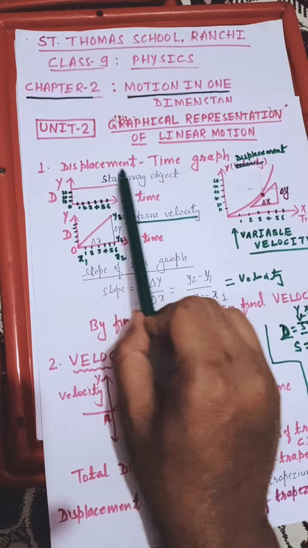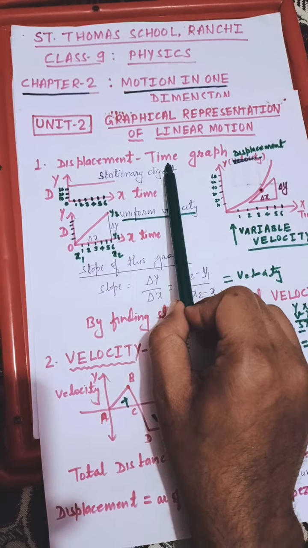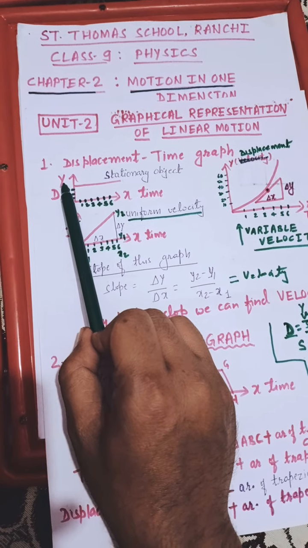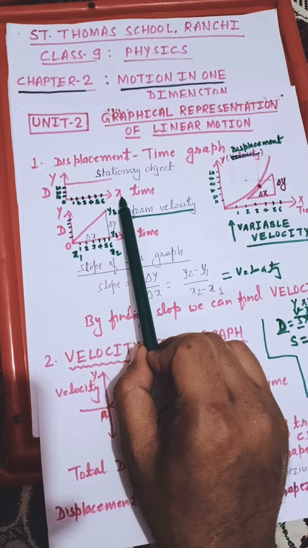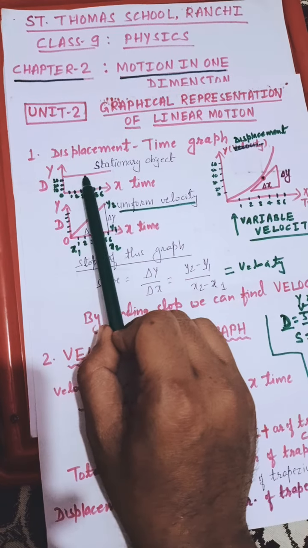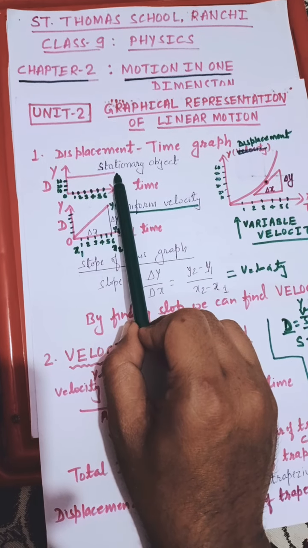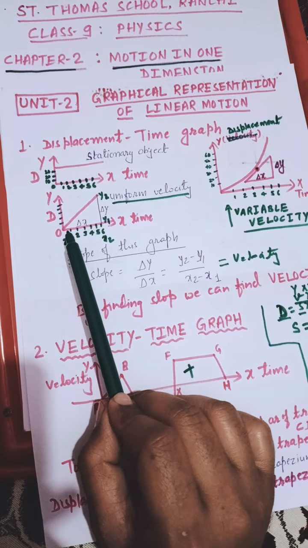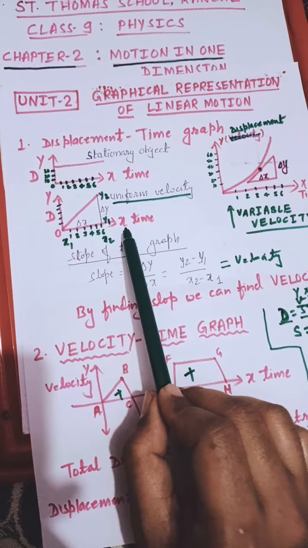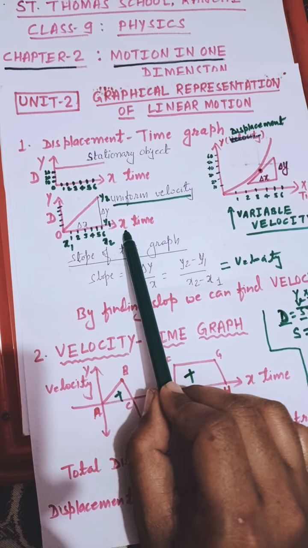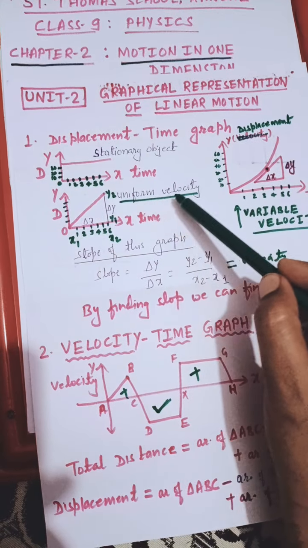For this displacement time graph, there are two quantities, displacement and time. This displacement we are going to plot on the y-axis, and this time we are going to plot on the x-axis. And this graph shows this object is stationary, meaning this object is at rest. Then this is the second displacement time graph. Again, displacement is on the y-axis and time is on the x-axis, and here this straight line shows this object is in uniform motion.